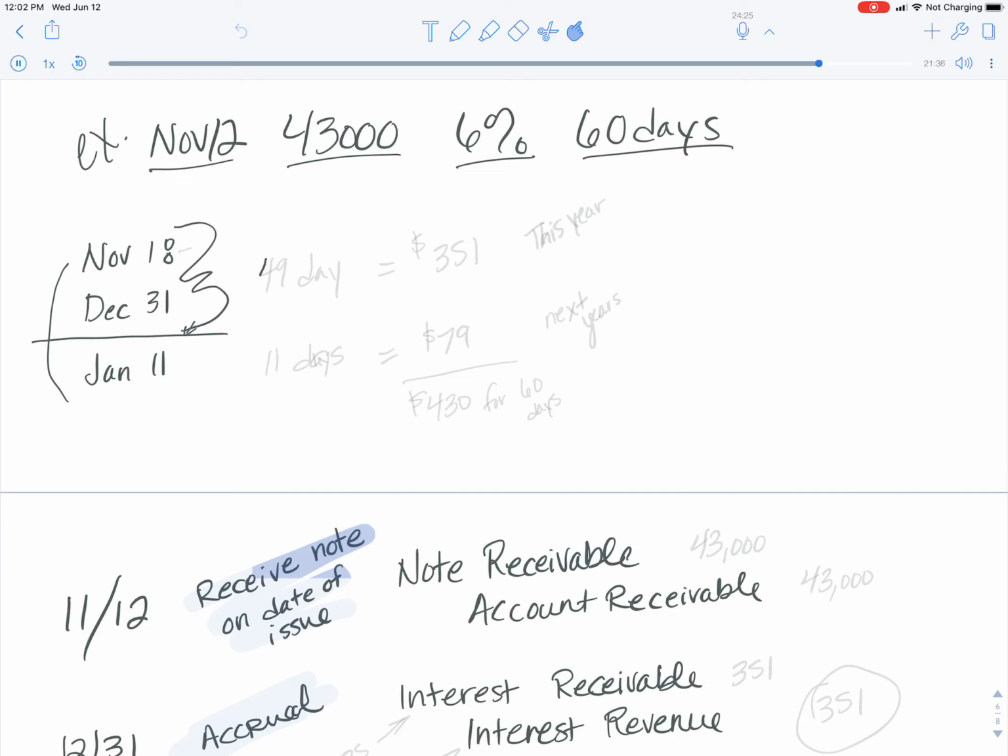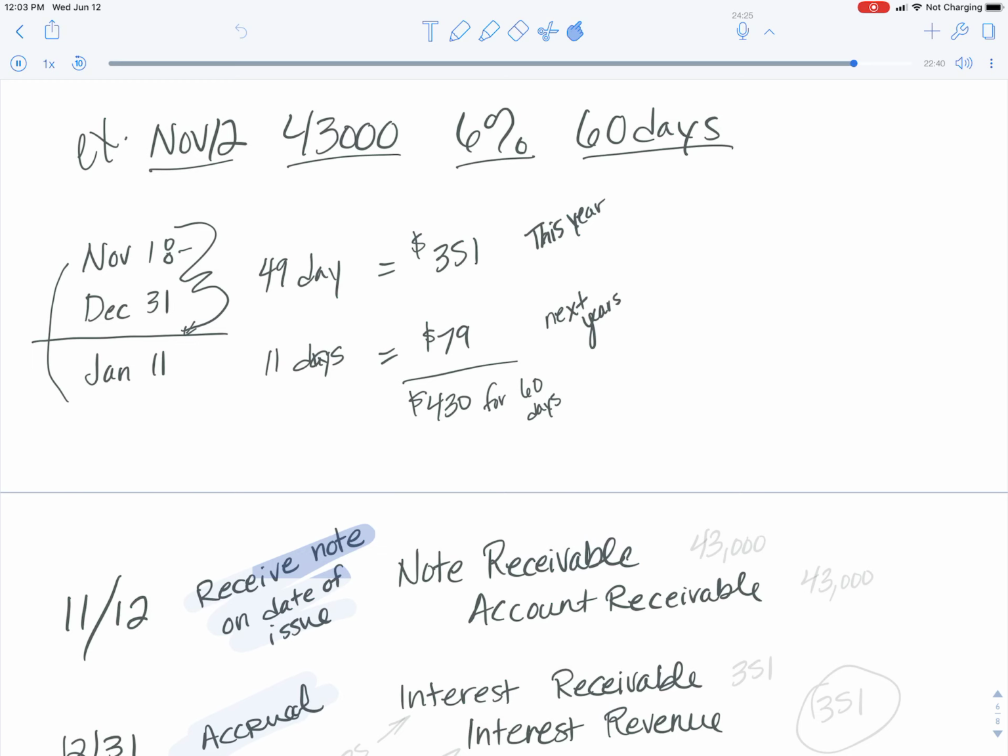So let's figure out how many days are in this year. If you know that there are 30 days in November and 31 days in December, from the 18th to the 30th, and then all 31 days in December, that's 49 days, and then there are 11 days in next year's interest. So if we run all of this in our calculator, you should come up with $351 of interest for 49 days and $79 of interest for 11 days. So for the total 60 days, that's $430 altogether. But we have to put this interest in this year's income statement, and the 79 in next year's income statement. So let's see how we would do that.